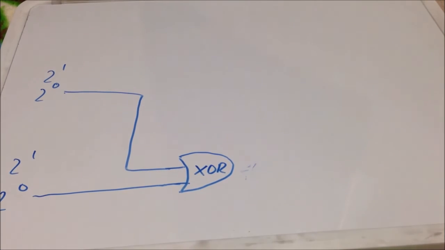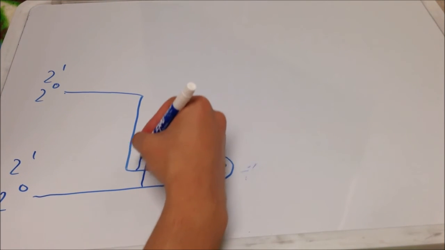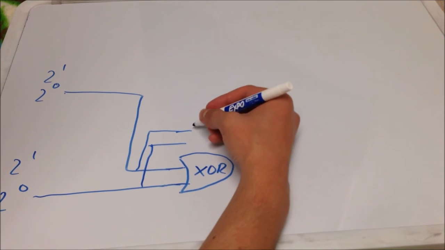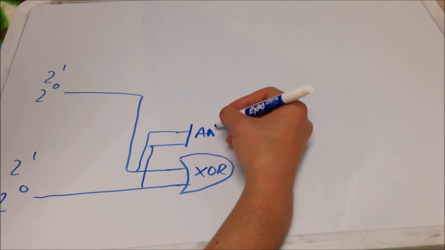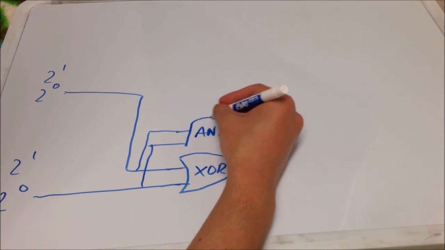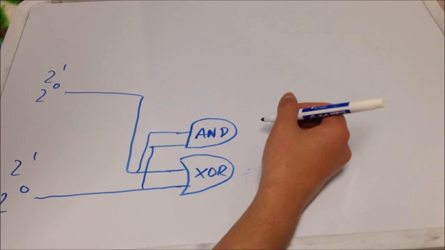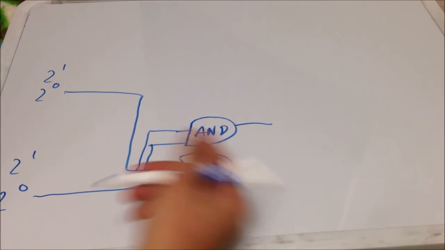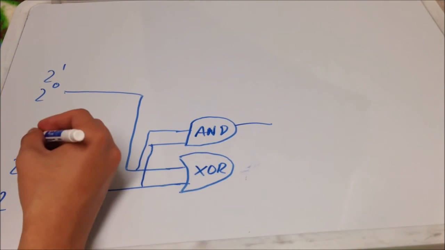So in order to carry that 1, what we need to do is wire these two into an AND gate. This AND gate will carry the 1 if these two are both on, and we'll use it for the next place value.